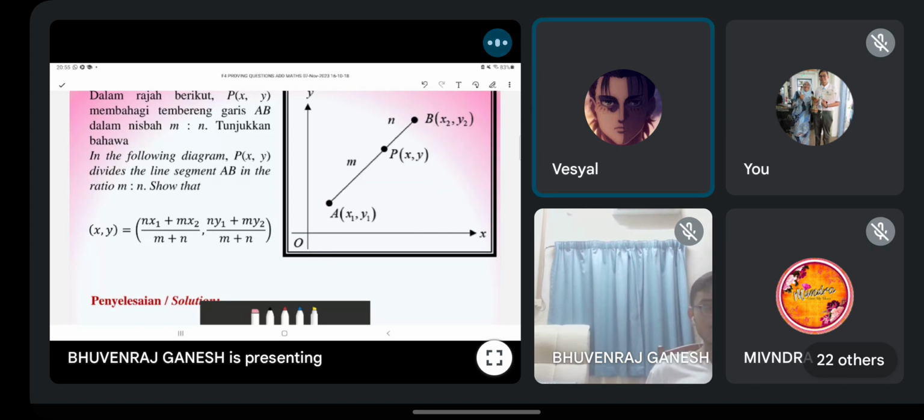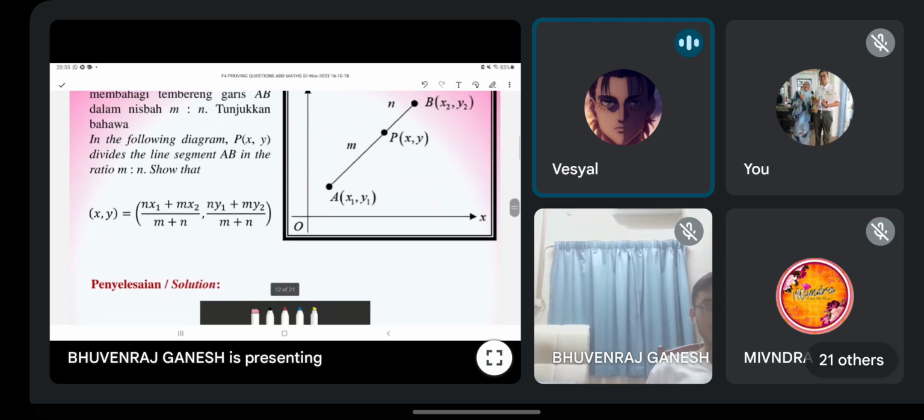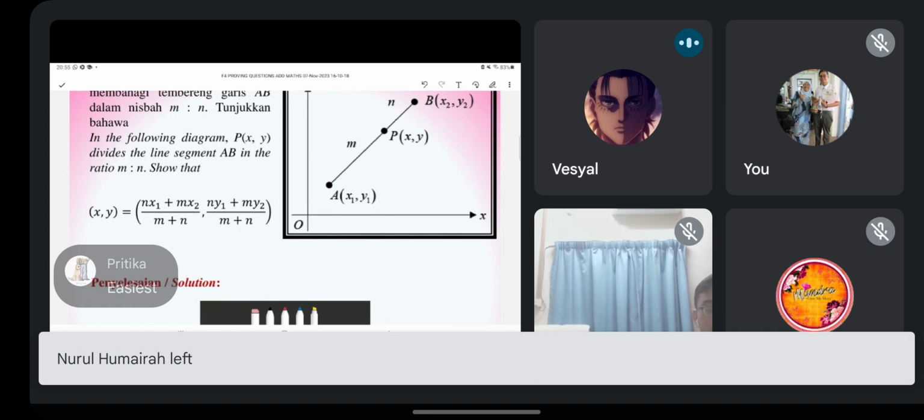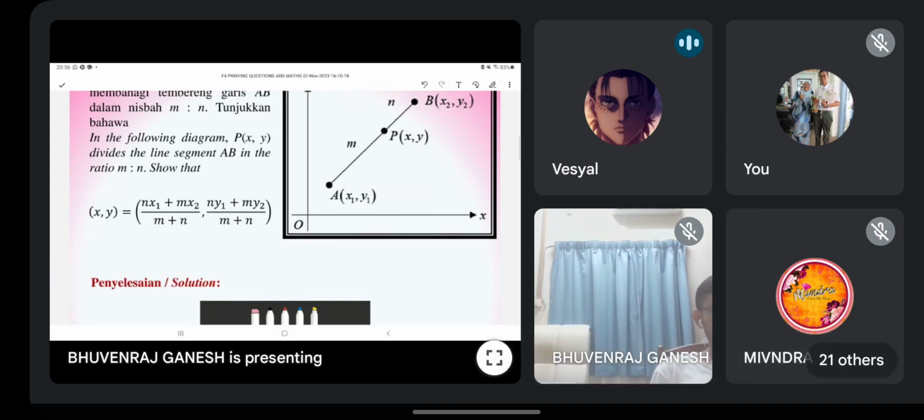Okay, let's go for the next one. So the next one will be the formula, the ratio, to find the coordinate with a specific ratio. If your ratio is m to n, your coordinate will be somewhere in between the line. For example here, your coordinate for A is x1, y1, and x2, y2 for B. So you have to find the specific ratio that corresponds to P, x y.